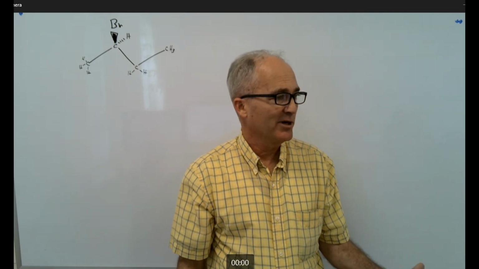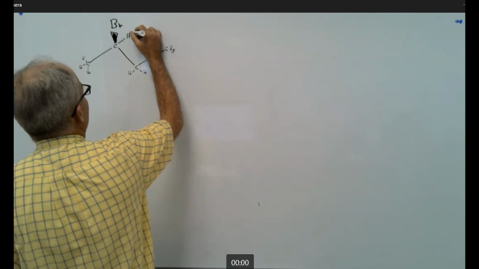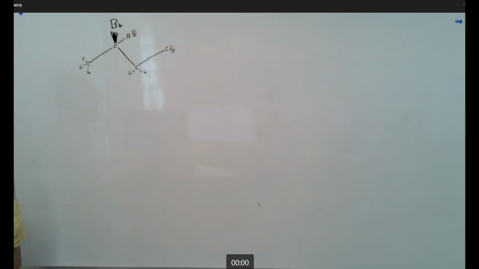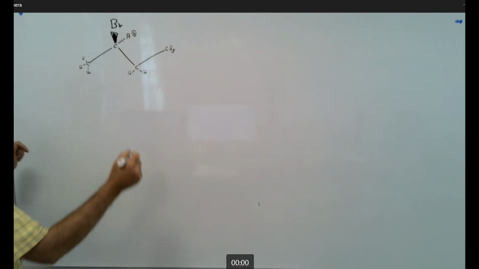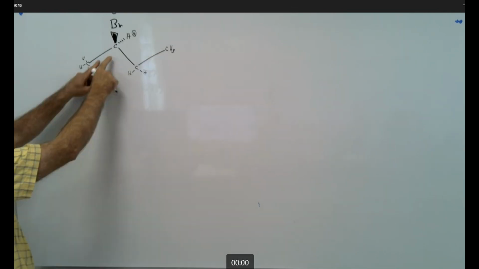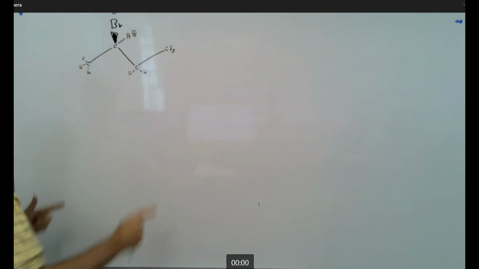What has the lowest priority? Hydrogen. So I can label that number 4. What has the highest priority? Yeah, bromine, 79.7. So then I branch out and I see 2 carbons. Carbons are both 12. What am I going to do?